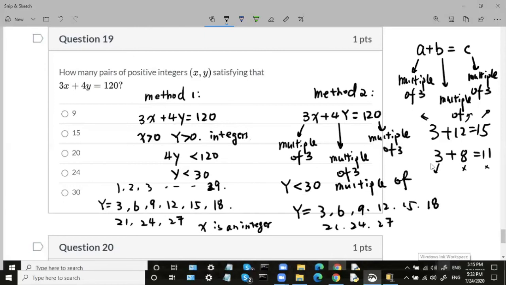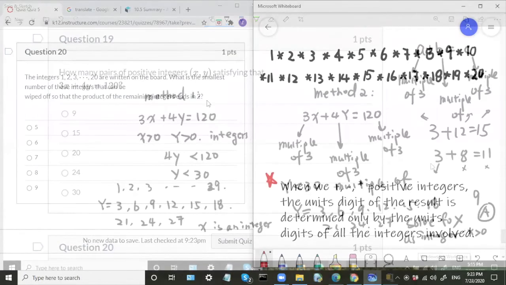So then we plug in to see if we can solve for x as an integer greater than 0. And x greater than 0. So we test each one, it works. So then the actual total number of pairs is 9 pairs. Okay, so 9 pairs, which means the answer is A.